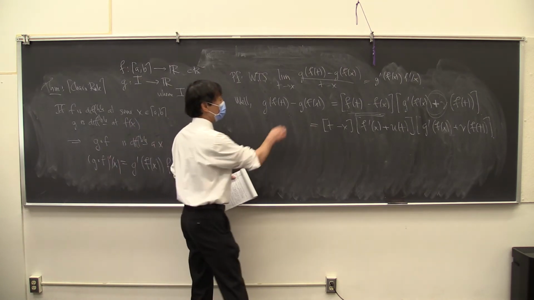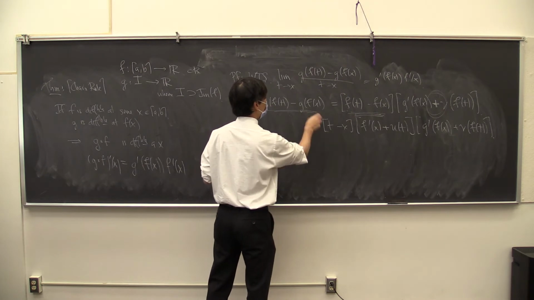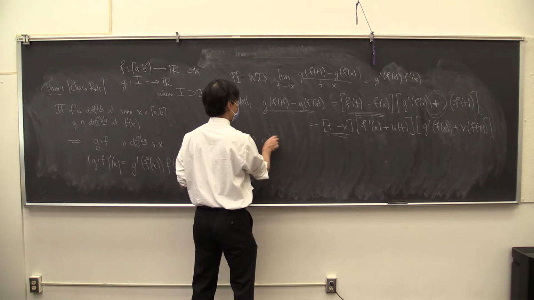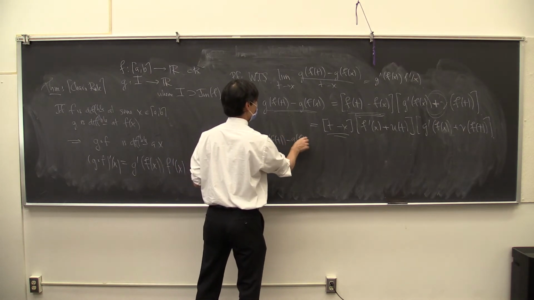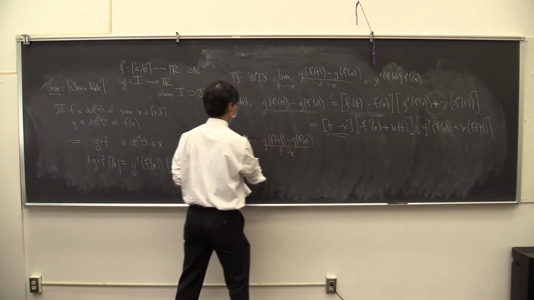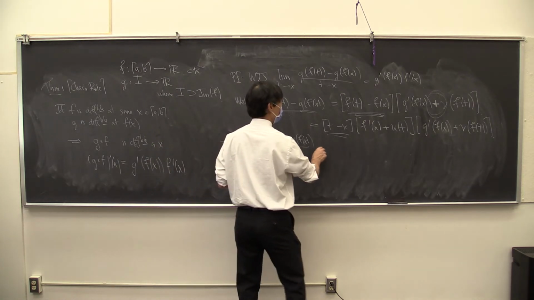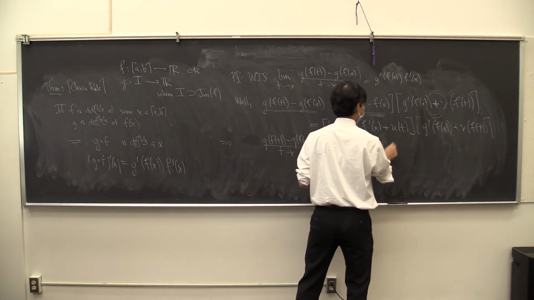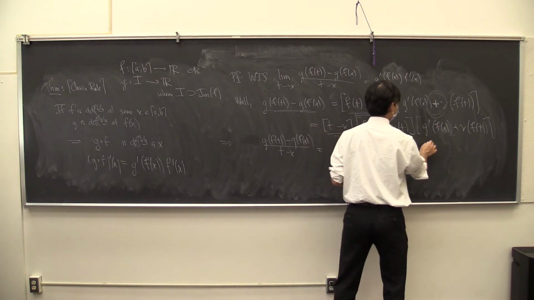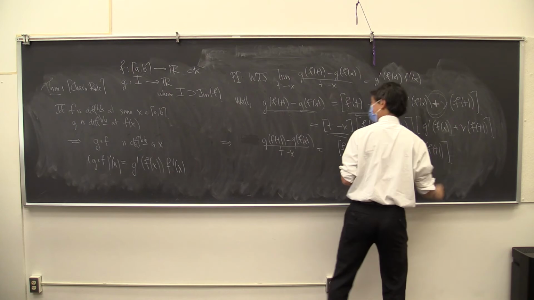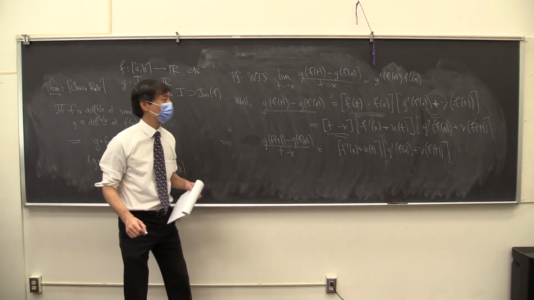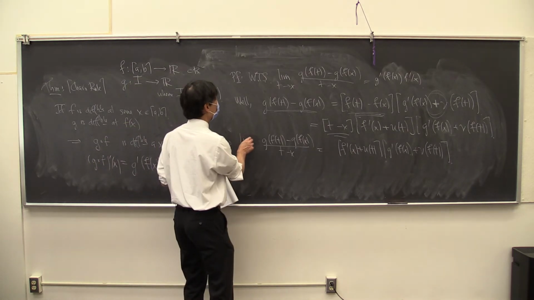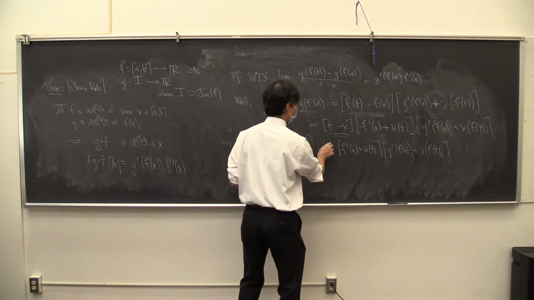Okay. So now I'm going to divide both sides by t minus x. So then g of f of t minus g of f of x over t minus x equals this product over here: f prime of x plus u of t, times g prime of f of x plus nu of f of t. Then you take the limit as t approaches x, and you see what happens.